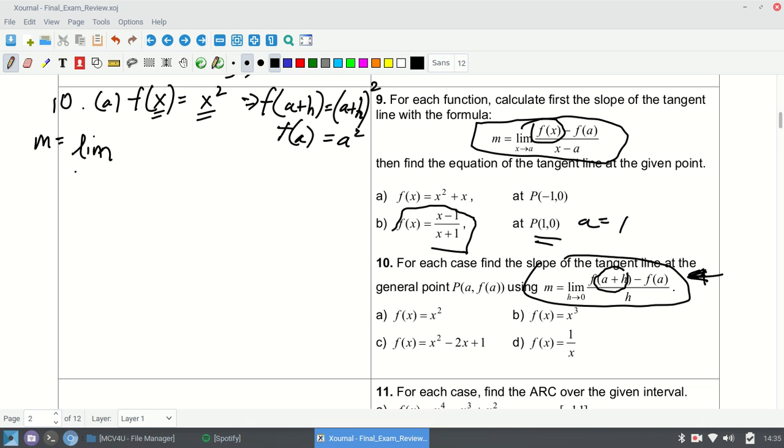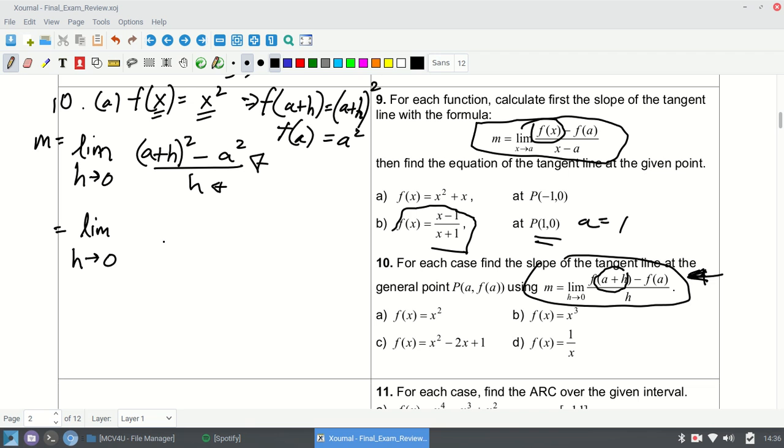So the limit as h approaches 0 of f of a plus h, that's a plus h squared minus a squared, all over h. Guess what's going to happen? I'm going to evaluate this difference of squares, and h is going to cancel with an h on the top. How much you want to bet? I can't even bet money.